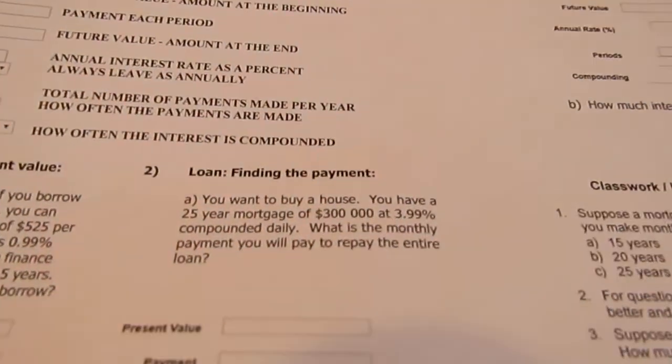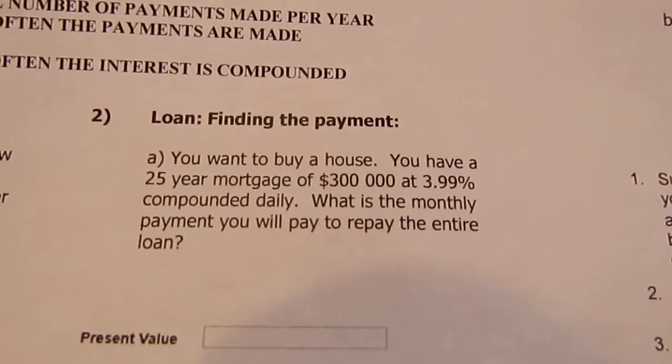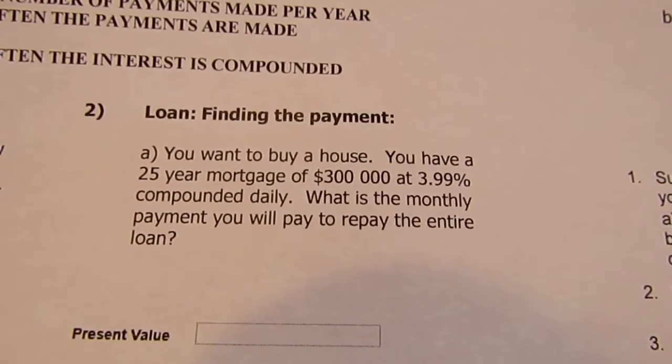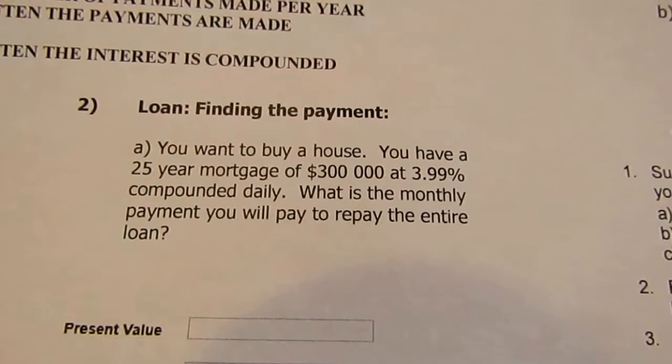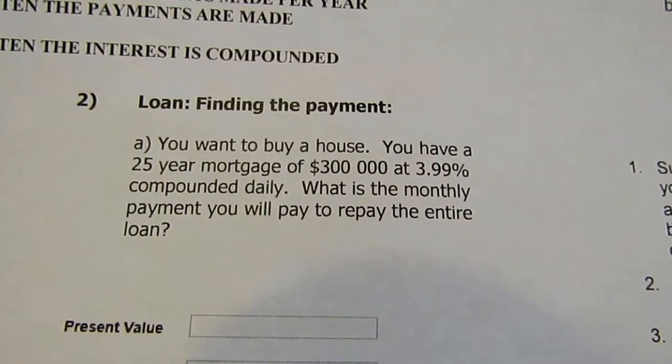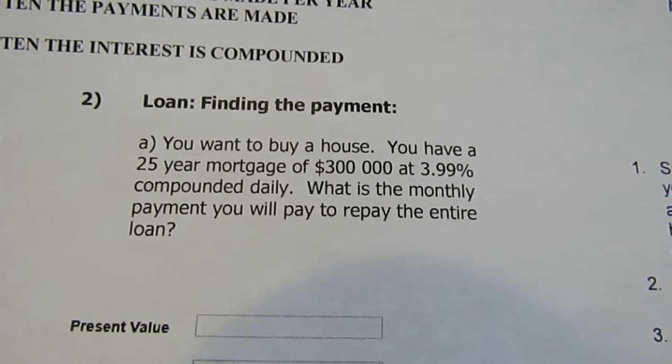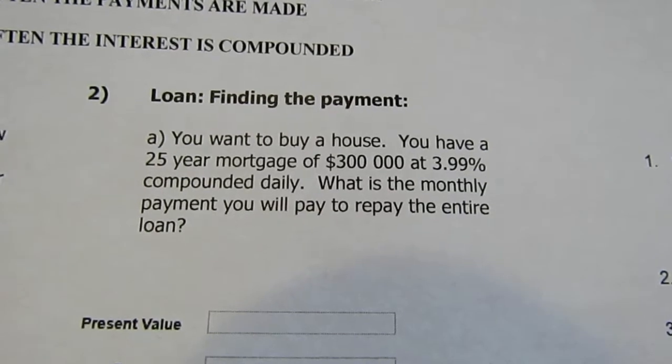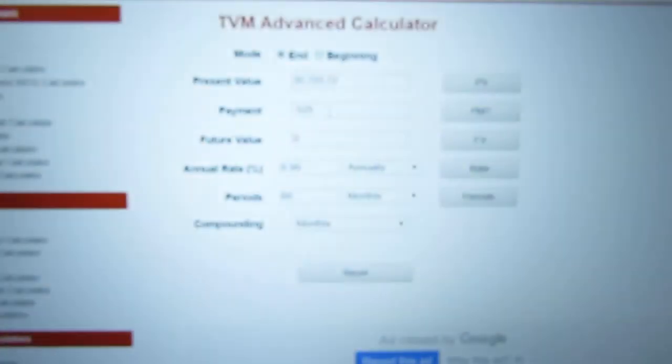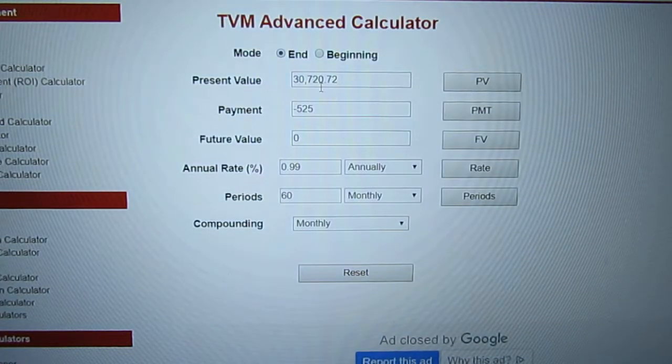That's question 1. We solved for the present value, how much you could afford to borrow. Question 2 is a little different. This says you want to buy a house. You have a 25-year mortgage of $300,000 at 3.99%, compounded daily. What is the monthly payment you will pay to repay the entire loan? All right. Well, you don't have to clear any of these things. You can just type over them.